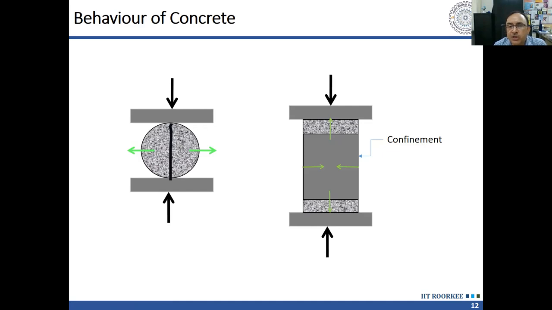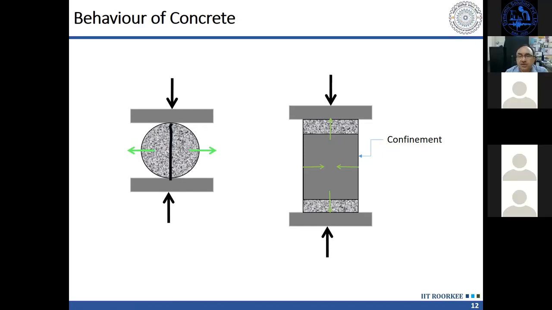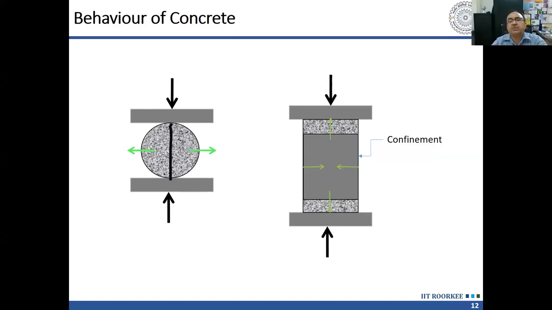It will fail only when the deviatoric stresses, which are the difference between the horizontal and vertical stresses, act. So it fails because of the difference of that. Till this confinement is available, it is not going to fail. And when will it fail? When the confinement is lost. And confinement will be lost due to rupture of this steel sleeve, which I have provided around this cylinder.